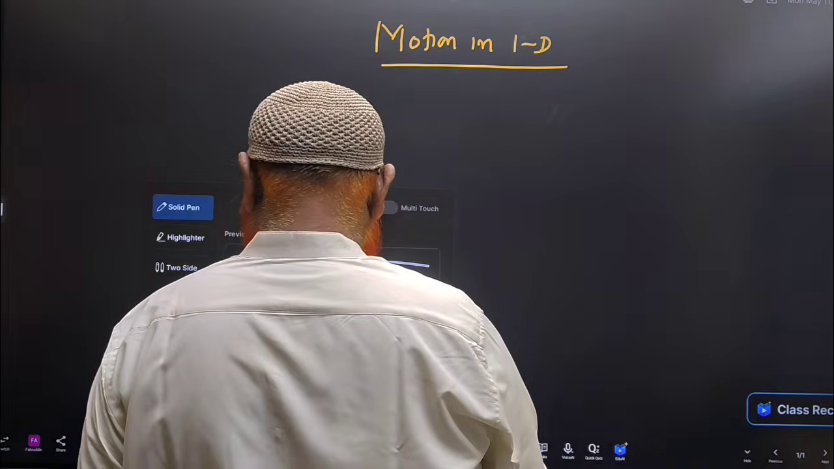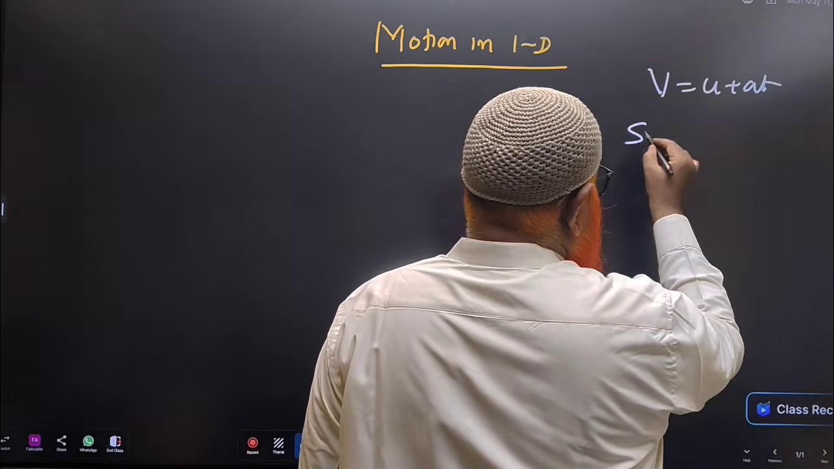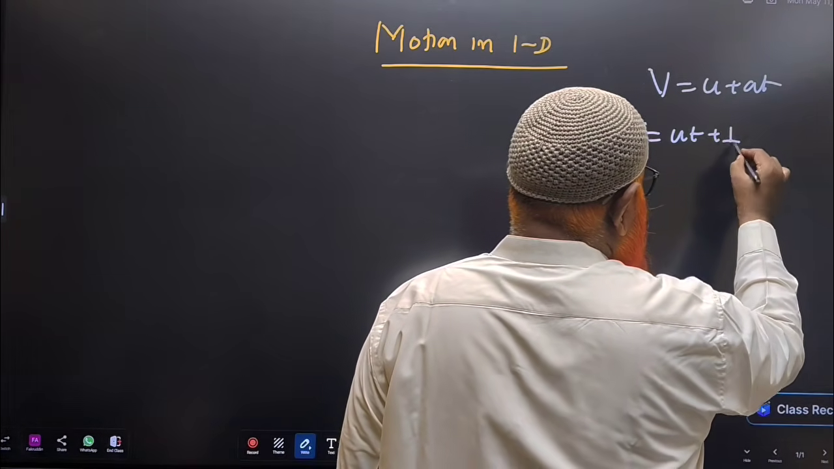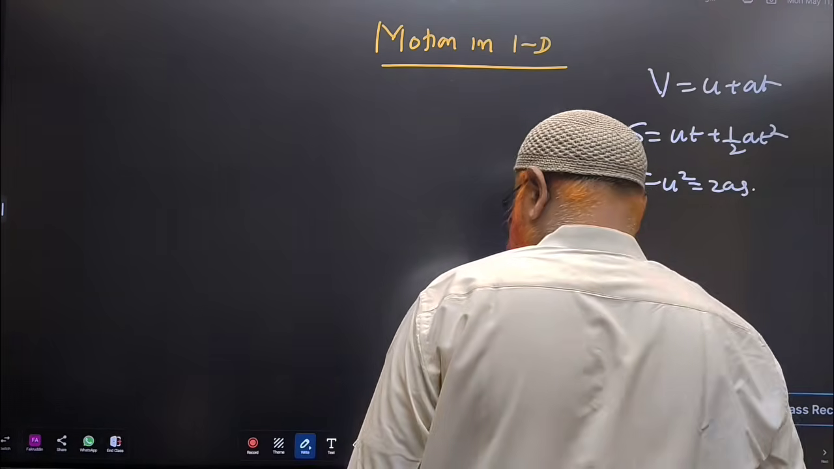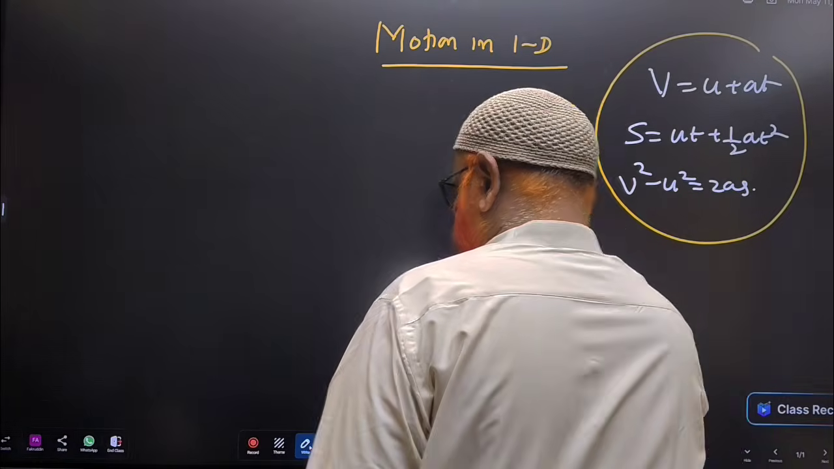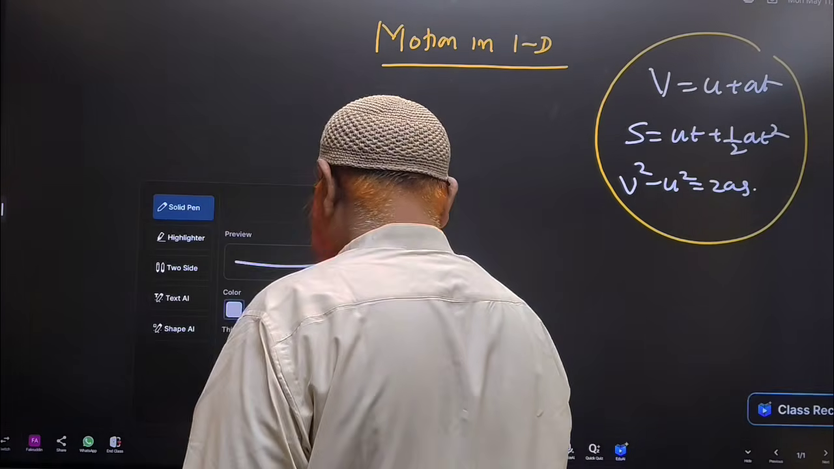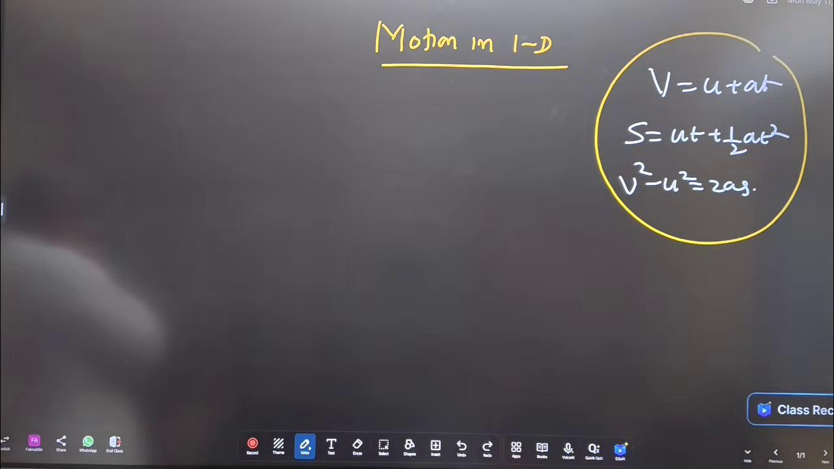So just see here now. The first equation of motion is V is equal to U plus AT. The second equation of motion is S is equal to UT plus half AT square, and V square minus U square is equal to 2AS. These are called the fundamental equations on which the whole kinematics depends. The complete kinematics depends upon these equations.